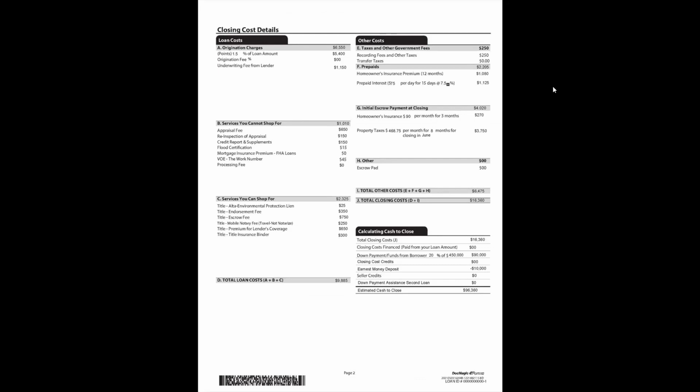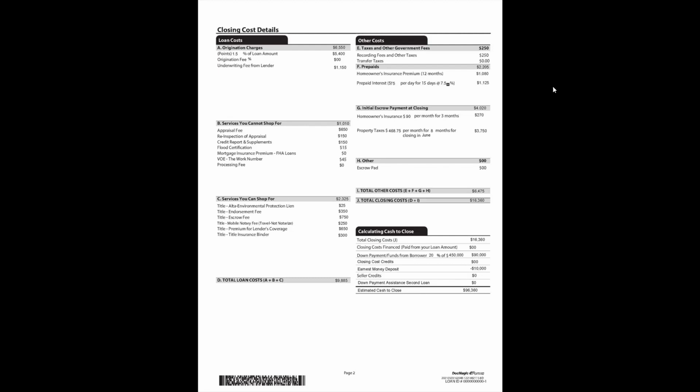Box F has our prepaids, which is your homeowner's insurance premium and your interest. Box G has your initial escrow payment at closing. These are the reserves for taxes and insurance, so that when your property tax bill comes in or your homeowner's insurance bill comes in, the mortgage company will pay that bill on your behalf and they already have monies in reserve there. So all these fees are itemized here, which means you see exactly where the money is going.